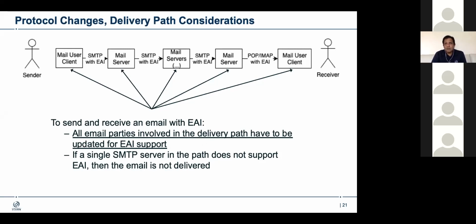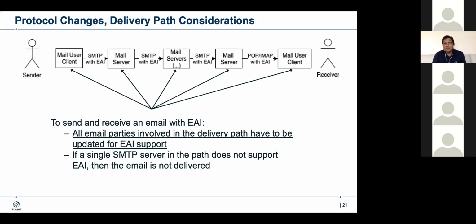So this is very important. Again, as I said earlier, if you are specifying some MX records in the DNS records, make sure that all those mail servers, the host names, can support EAI, because we don't know which path it's going to take.